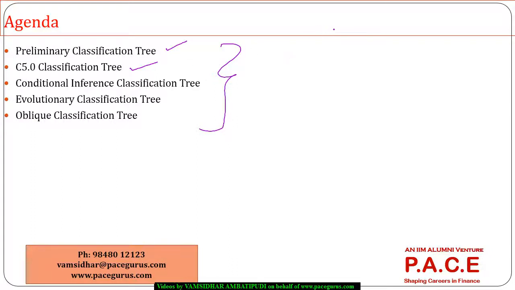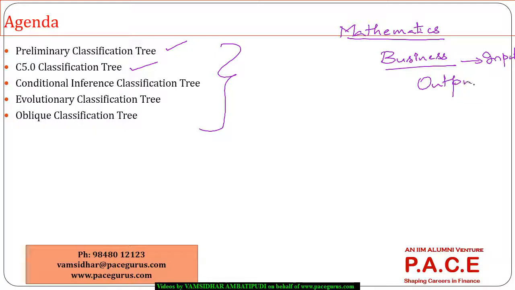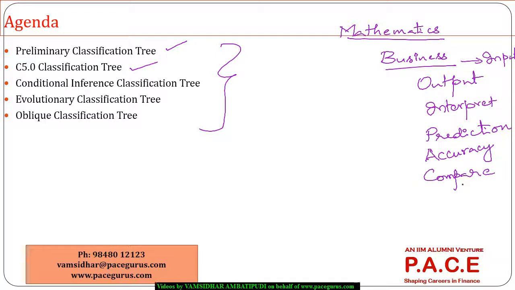Remember, in all these things, I'm not talking about the mathematics behind each of these algorithms. I would be more focused on the business aspect of each of these algorithms. What should be the input that I have to give in the R code? Whatever is the output that I get from R, how do I interpret the output? How do I use this model for prediction purposes? Whatever the model has predicted, how do I assess the accuracy of the model? And if I have to compare between two models, how do I get into the comparison process?